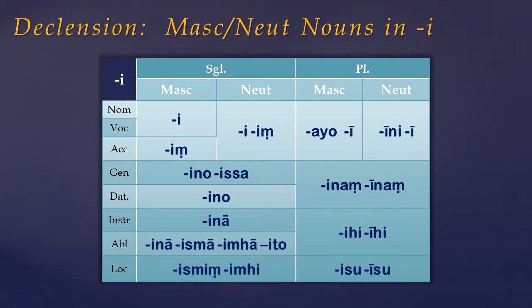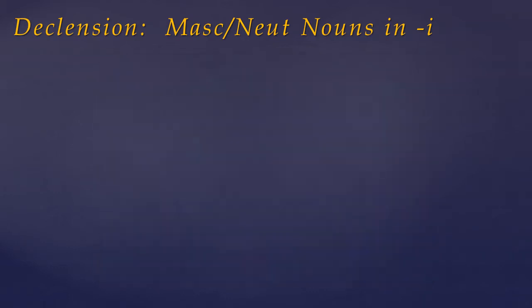And like the A stem nouns, the masculine and neuter only really differ in the nominative and accusative cases. The vocative is always the same as the nominative, but otherwise they're actually very similar, with the characteristic nang, hi and su in the plural beginning with either a long or a short e. So that's nouns that end with I.